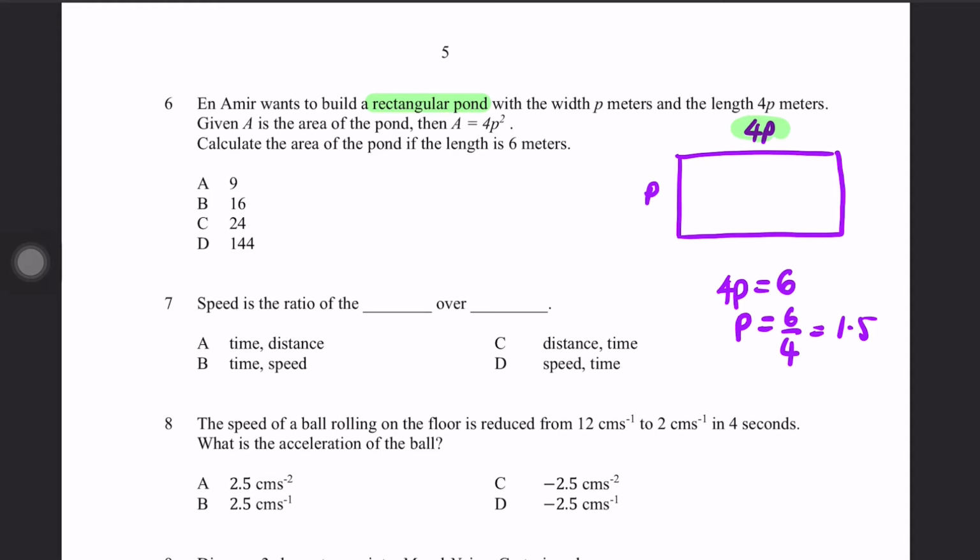So we can substitute the value of p. A is equals to 4 times p square. p is 1.5 square. Okay, so we have 1.5 square times 4. So the answer is 9. Okay, so please be careful. Saya takut awak terlampau excited nak jawab. Okay, given the length of the pond, so you assume the 6 is p. No, the 6 is for 4p.